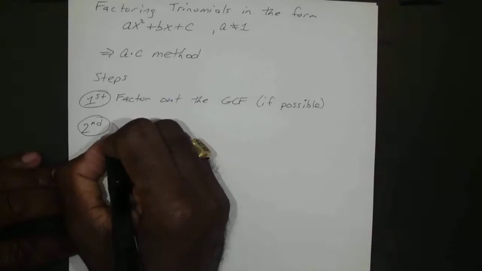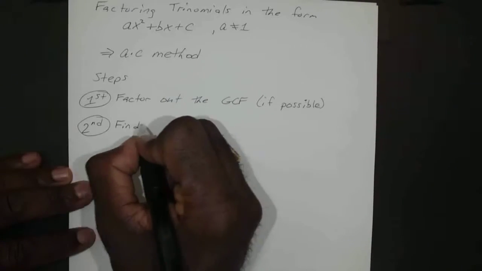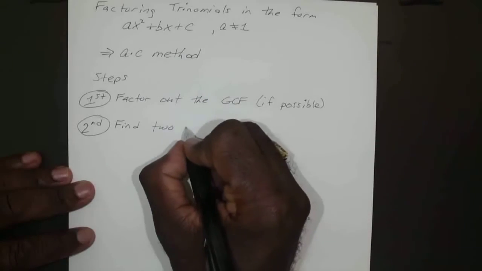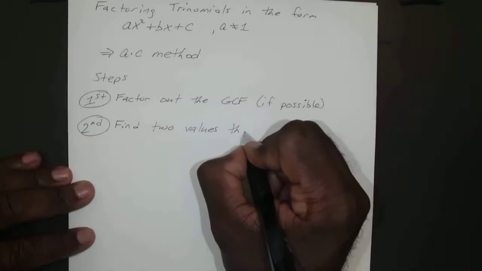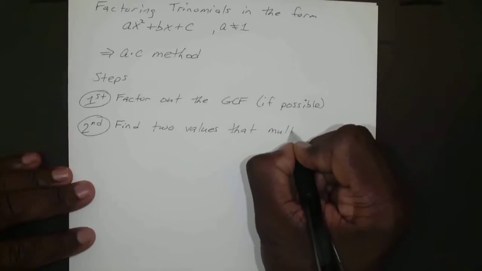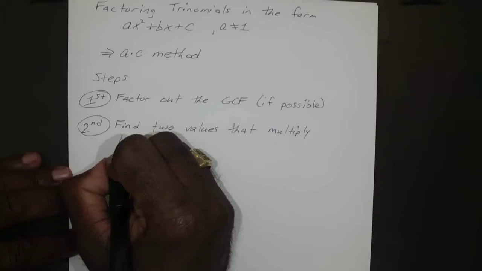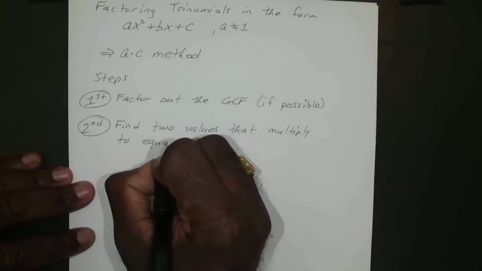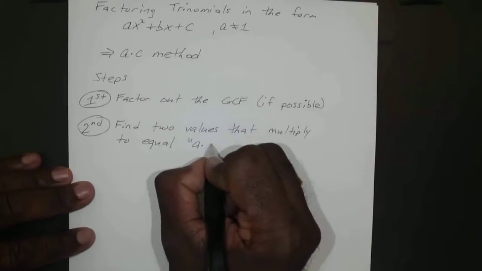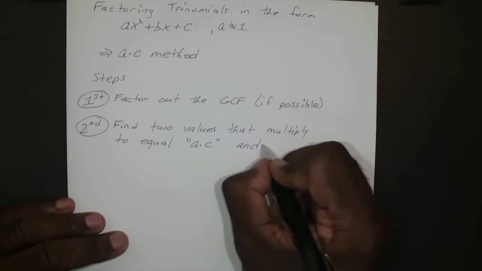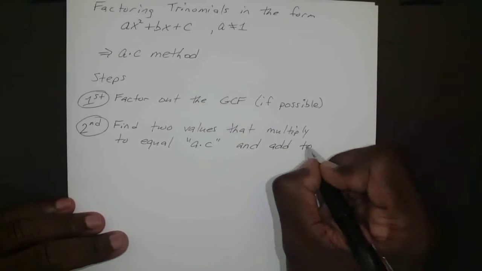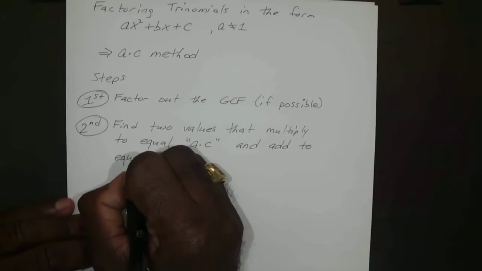Okay, so your second step is to find two values that multiply to equal a times c. Before, we just found two values that multiply to equal c. This time, we want to find two values that multiply to equal a times c, and add to equal b.